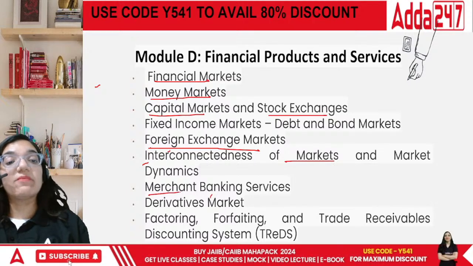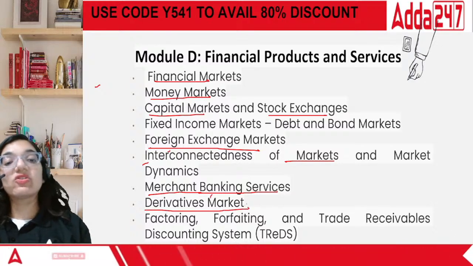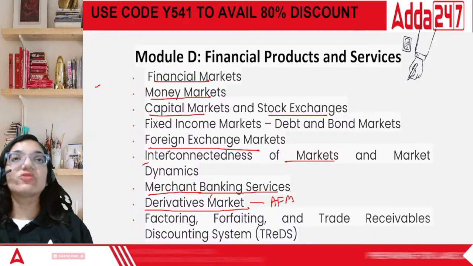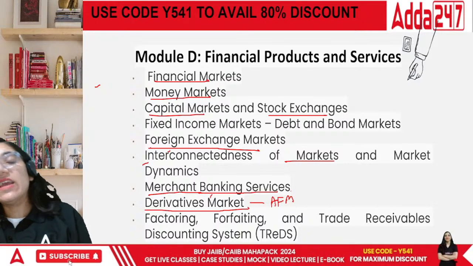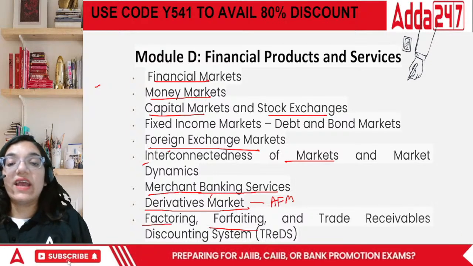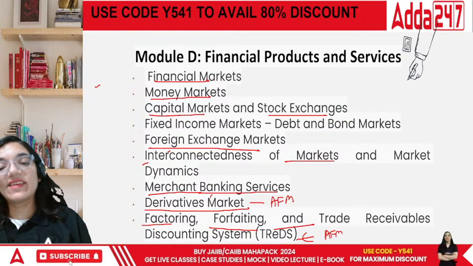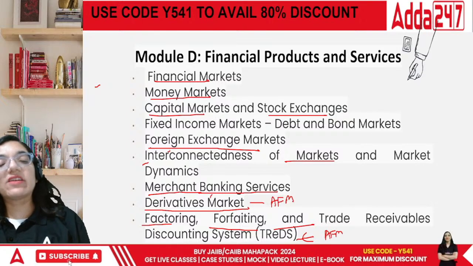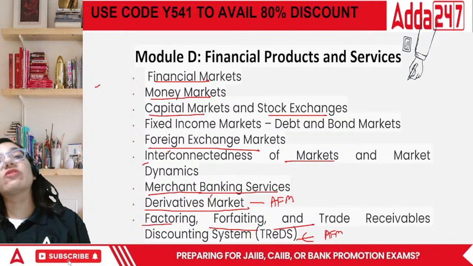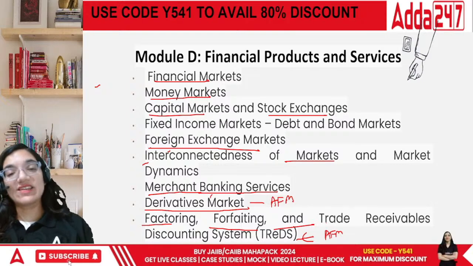Then you understand merchant banking services. Derivative market, this is also a part of AFM as well, everyone. There are certain things which are helpful because you'll be studying those topics in other subjects as well. Then you have factoring, forfeiting and trade receivables. This is also a part of AFM. So you'll be studying a part of derivatives and factoring, forfeiting and trade receivable, discounting systems and all in terms of your accounting and financial management, which is your third subject.